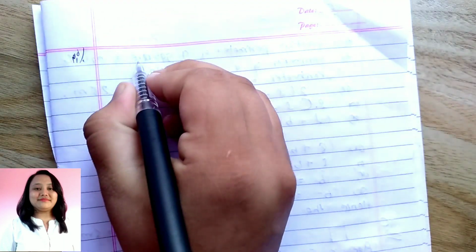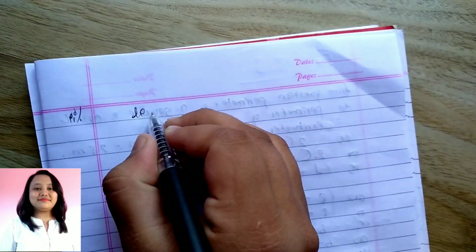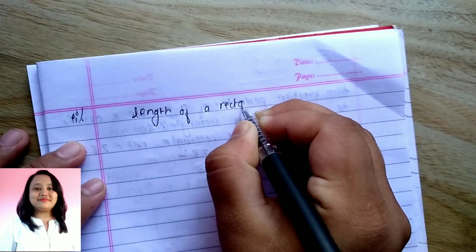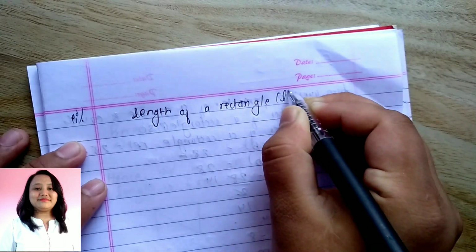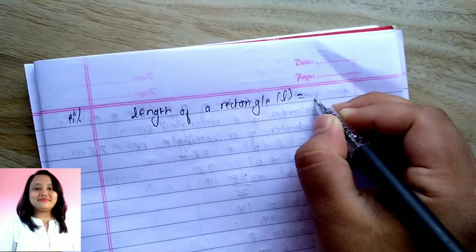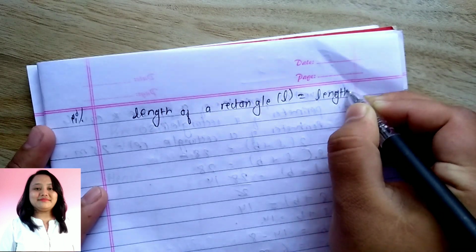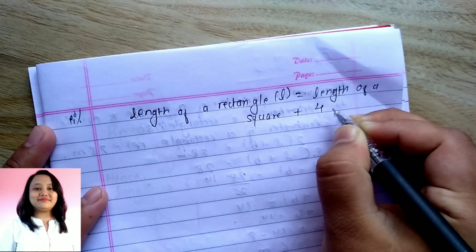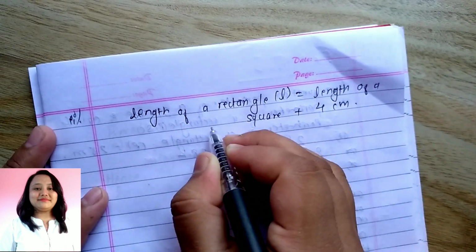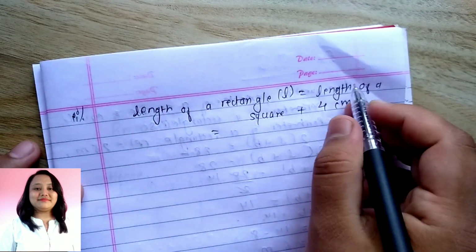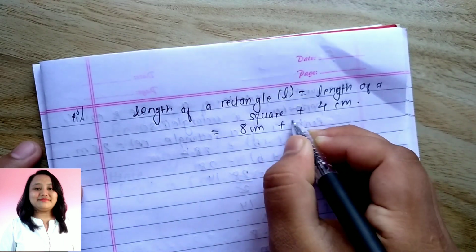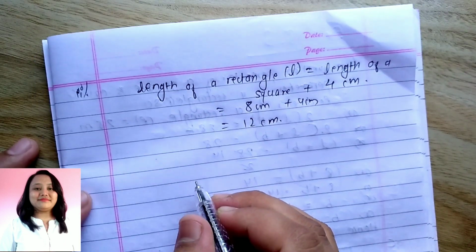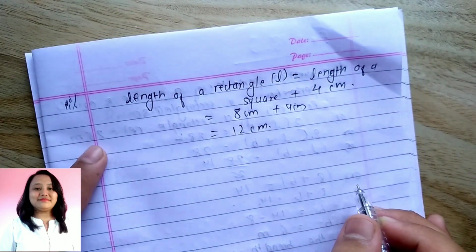So what it is saying, length of a rectangle, L equals to length of a square plus 4 centimeter, right? So we found out the length of a square is 8 cm, plus 4 cm equals 12 centimeter. So the length of a rectangle is 12 centimeter, and we know that the area is already given, so we can find out breadth.